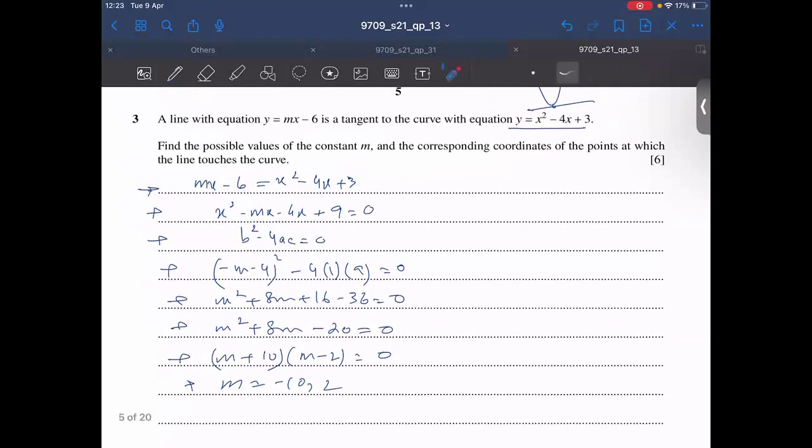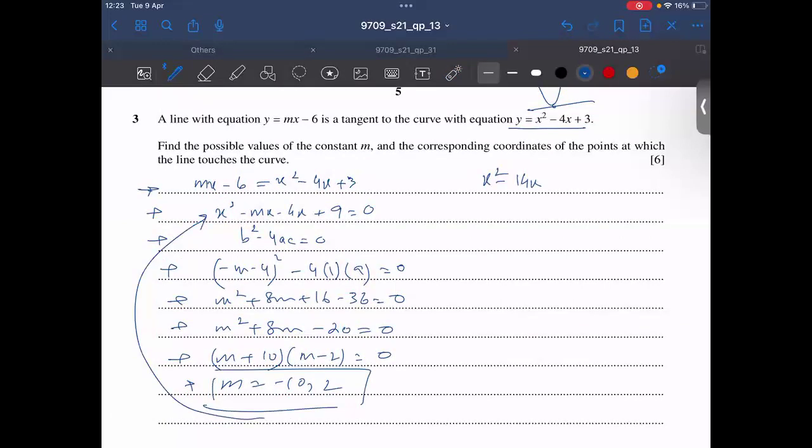Now, for each value of m, I'm going to substitute each value of m in this equation. For one, it's going to be minus 10x minus 4x. It's going to be minus 14x. X square minus 10 minus 4 is minus 14x plus 9 equal to 0. That is going to be x square minus 10 minus 4 is minus 14.